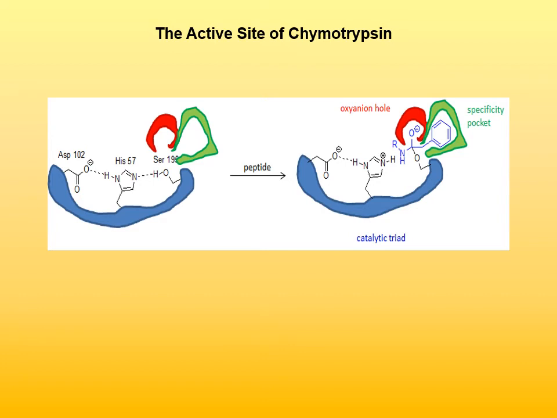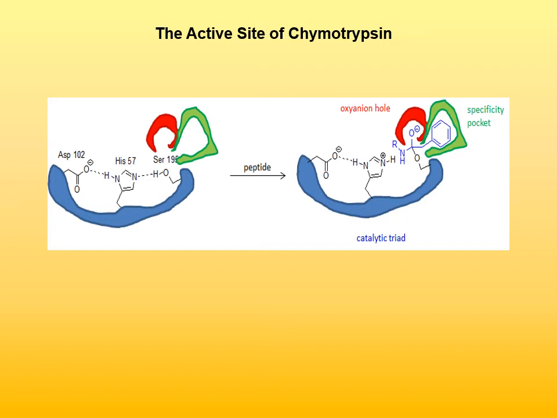So the active site of chymotrypsin contains a catalytic triad. This is a schematic representation; I try to be as accurate as possible. It contains a catalytic triad, shown here in blue, an oxyanion hole, shown in red, and a specificity pocket, shown in green.